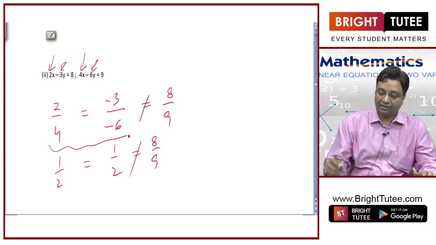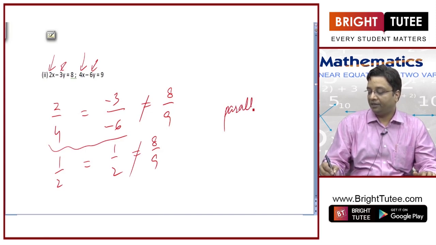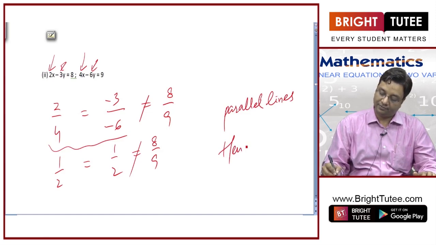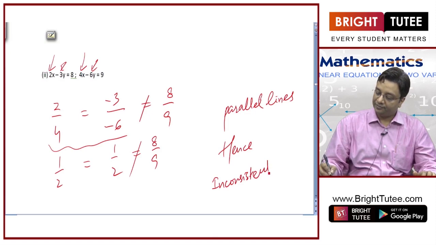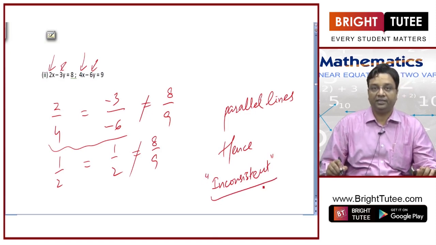So what kind of lines are these? These are parallel lines. Hence, inconsistent, right. So this is our answer, inconsistent, okay.